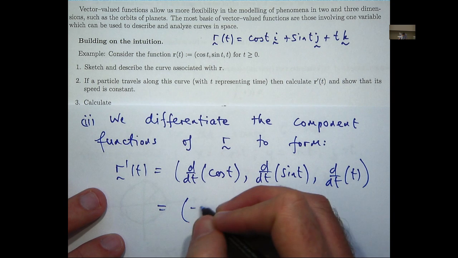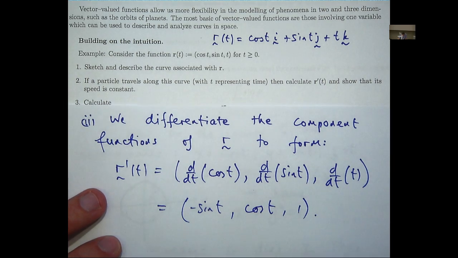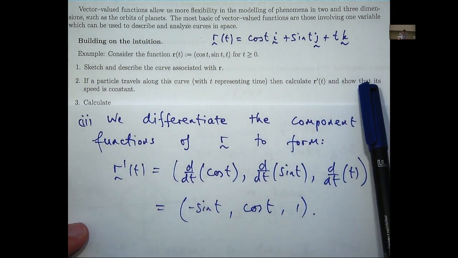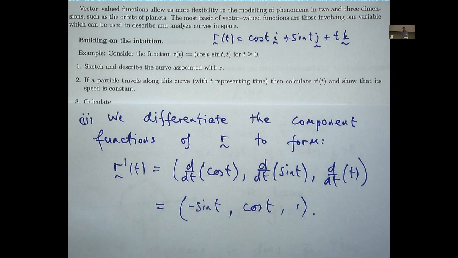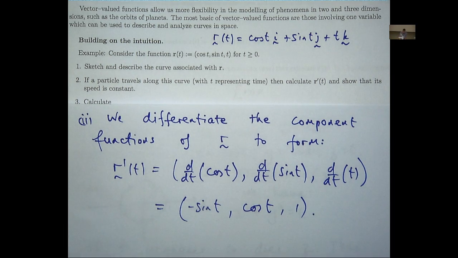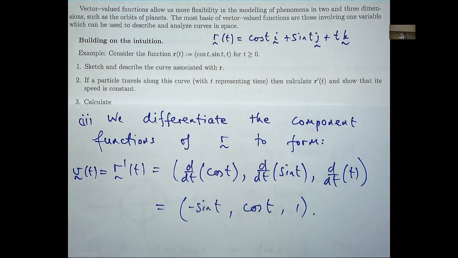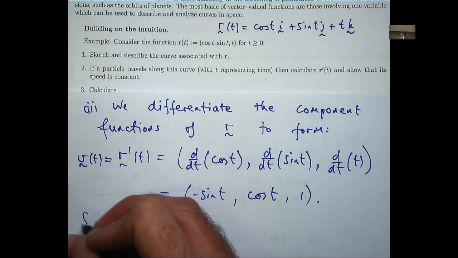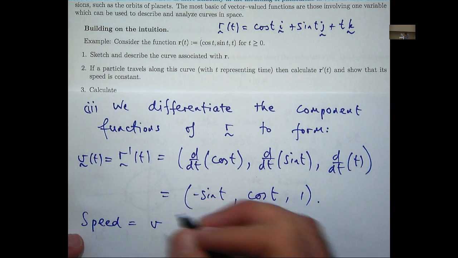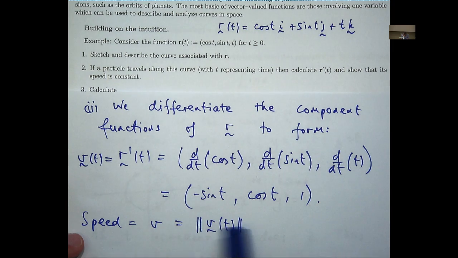So if I differentiate cosine, I'll get negative sine. If I differentiate sine, I'll get cosine. And if I differentiate t, I'll get 1. Okay. Now we're asked to show that the speed is constant. Well, the derivative of the displacement vector is just known as the velocity vector. So what I can do now is just look at the magnitude of this vector. So let me denote this by v, and by these double lines here, the magnitude of this derivative.